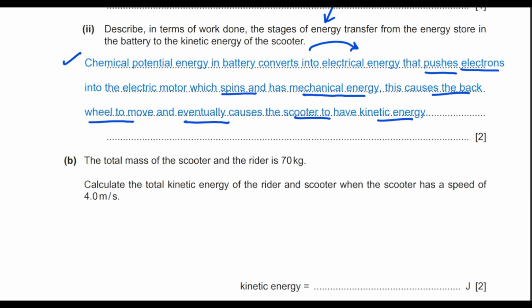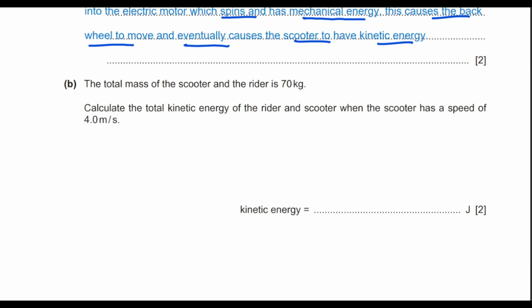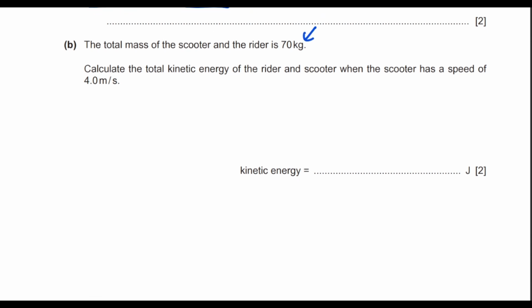Part B says the total mass of the scooter and the rider is 70 kg. The total kinetic energy, easy question. So the formula is half m v squared. So 1/2, mass is 70, and the velocity right now is 4 meters per second as given by the examiner.